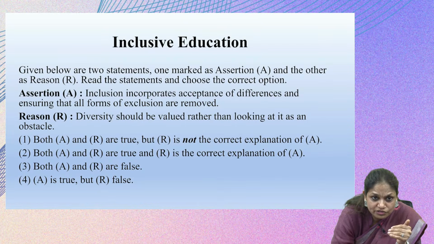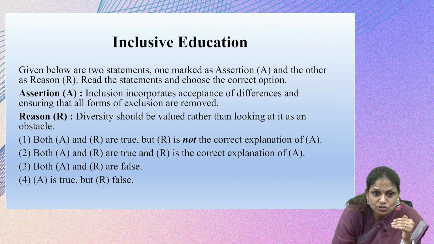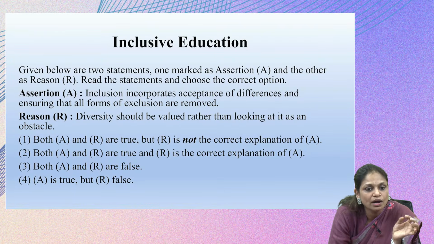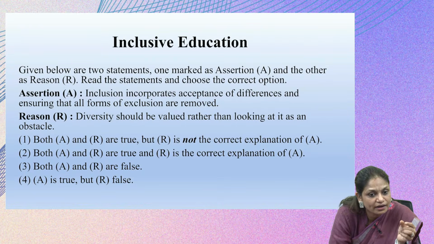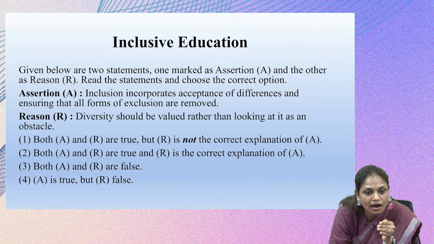So when you have such a question with assertion and reason, try to see whether the reason is related to A, and whether the assertion A statement is correct, or true, or not, and then whether the reason is also true or not. So either A may be true, R may be true, or both A and R may be true, or A is false, R may be false, or both A and R may be false.